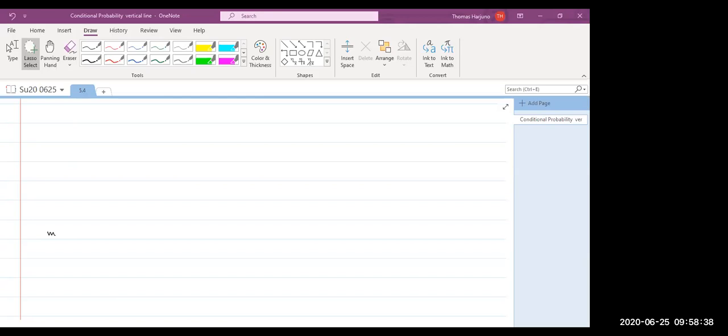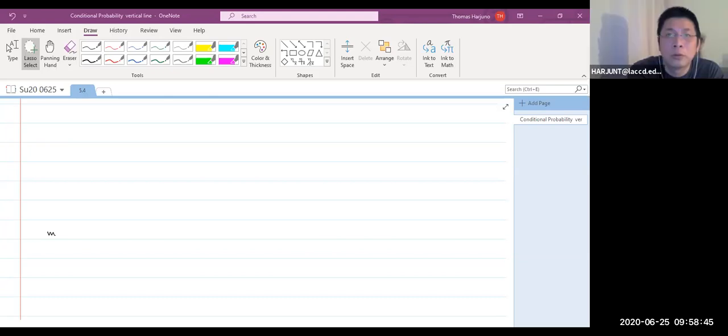Professor, to clarify something, for the cheat sheet, are we able to use notes, or is it pure formulas? Up to you. Up to you.